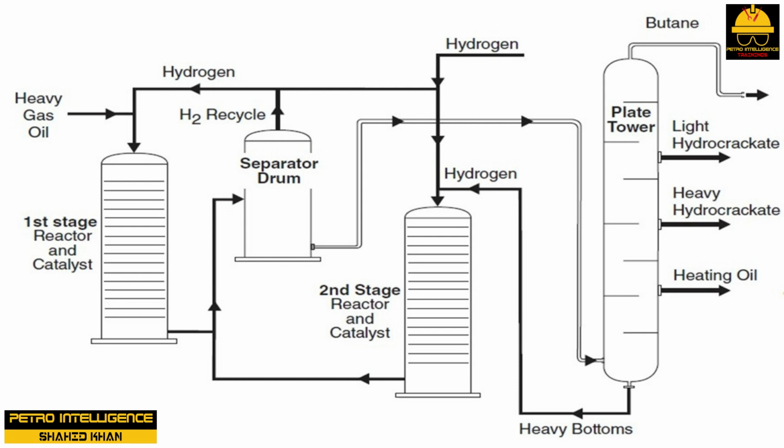to a fractionation tower. In the fractionation tower, the hydrocrackate is separated into 5 cuts: butane, light hydrocrackate, heavy hydrocrackate, heating oil, and heavy bottoms. The heavy bottoms is mixed with hydrogen and sent to the second stage reactor for further processing. The second stage reactor reclaims as much of the hydrocrackate as possible before sending it to the separator and tower.